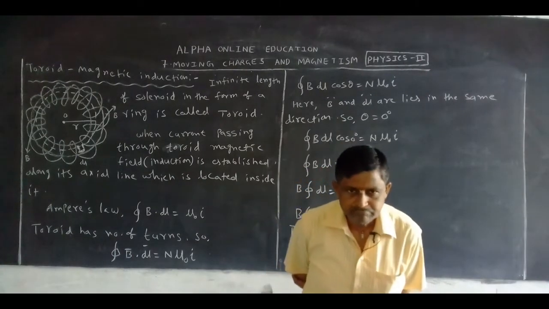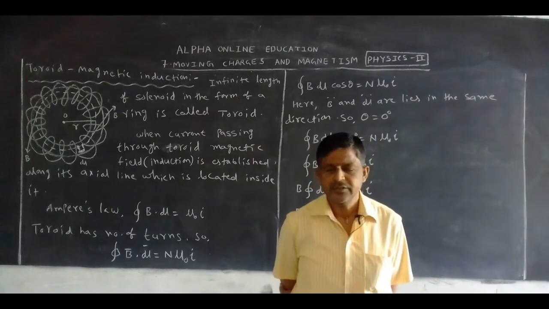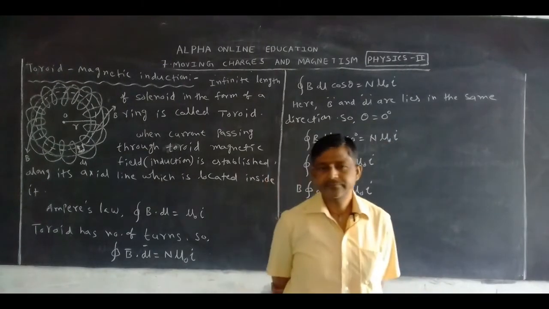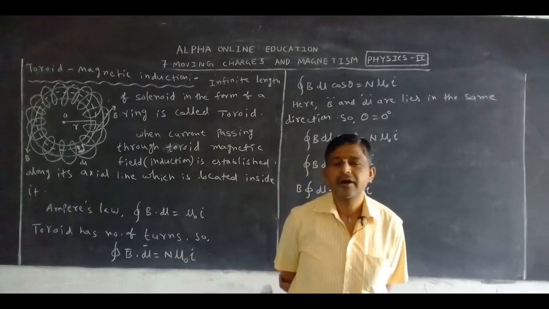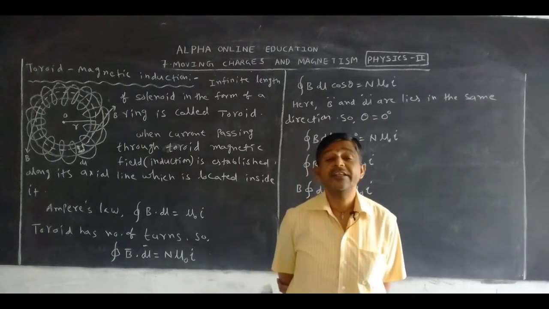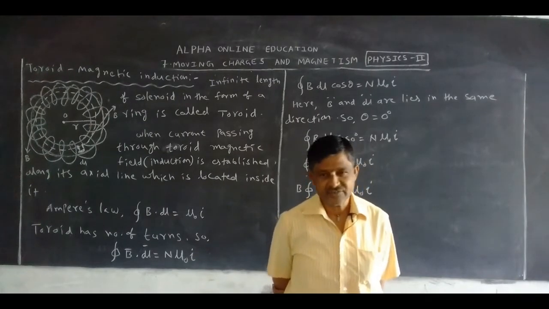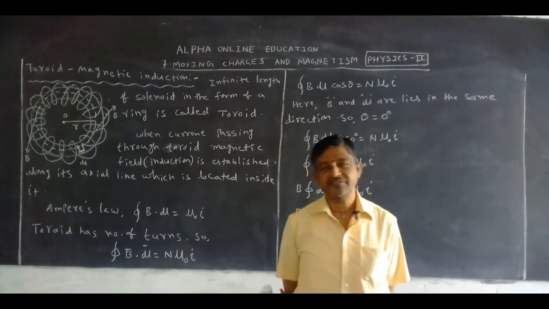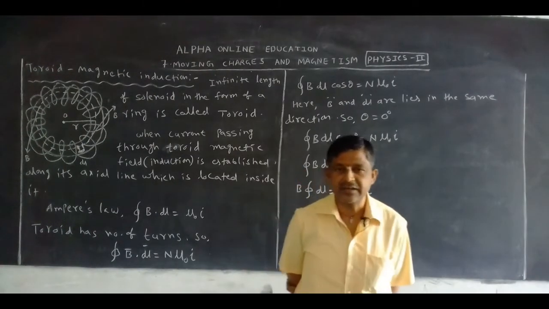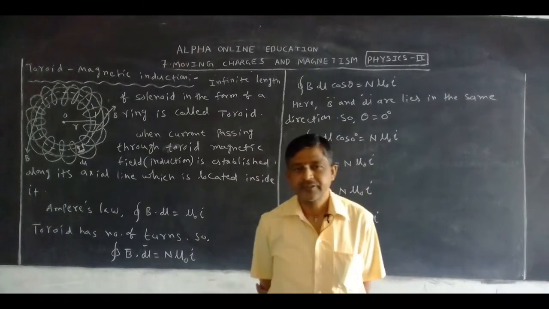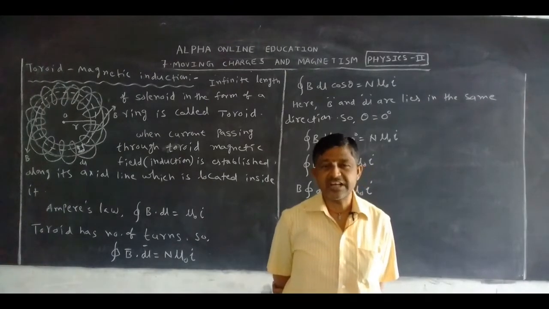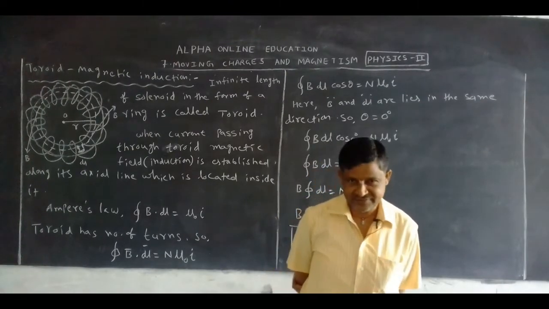Toroid is especially used to prepare artificial magnets. Solenoid and toroid both are used to prepare artificial magnets. Solenoid is used to prepare the bar magnets or horseshoe type of magnets. But toroid is used to prepare the ring magnet, which is used in sound boxes or in speakers, loudspeakers. Okay.